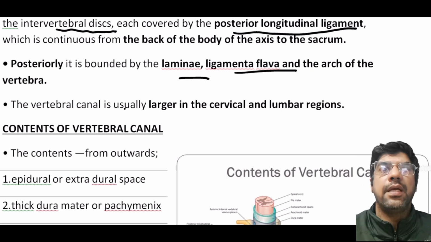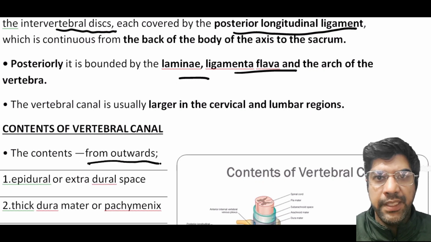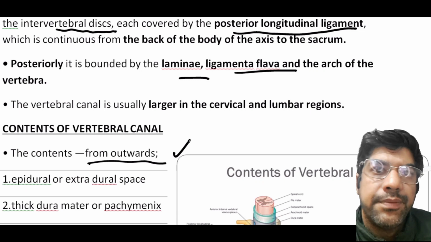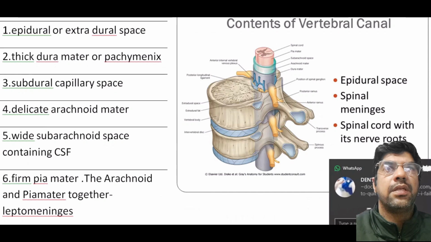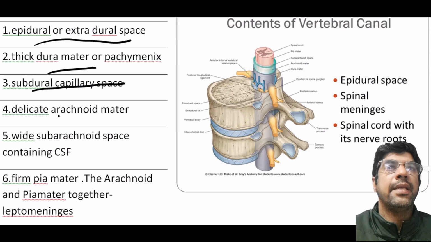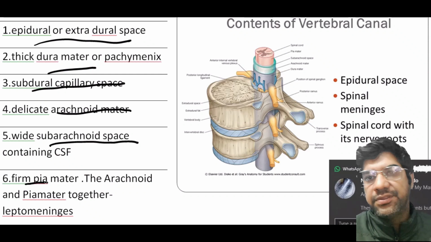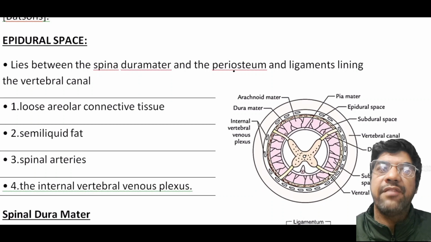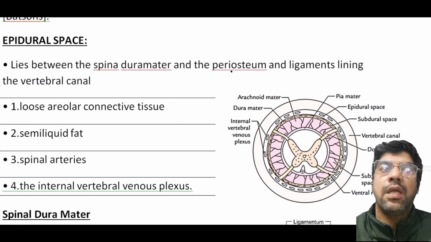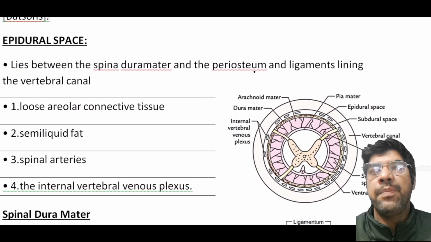Now the vertebral canal, what are the contents of the vertebral canal? From the outward side, these are the contents. We have the epidural or extradural space, then the dura mater, then the subdural space, then the delicate arachnoid mater, the subarachnoid space, and last the firm pia mater. The first is the epidural space. So the first layer we encounter is the epidural space.